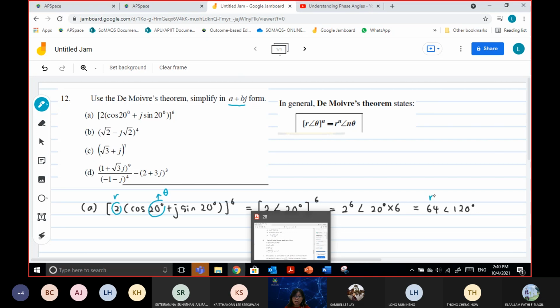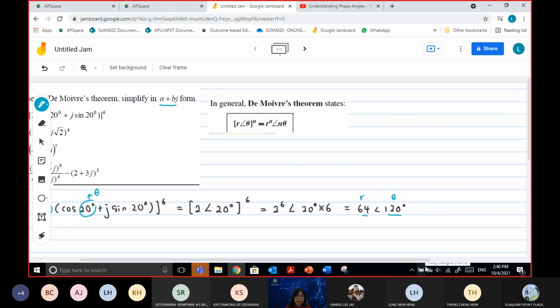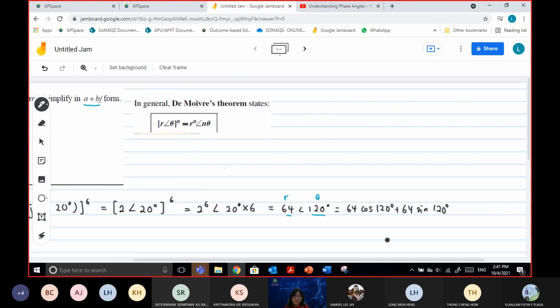So now your r is 64, then your theta is actually 120. Remember, we can write it as r cos theta plus r sine theta. So I can write it as 64 cos 120 plus 64 sine 120 degrees. Then you just calculate. Let's calculate the value.